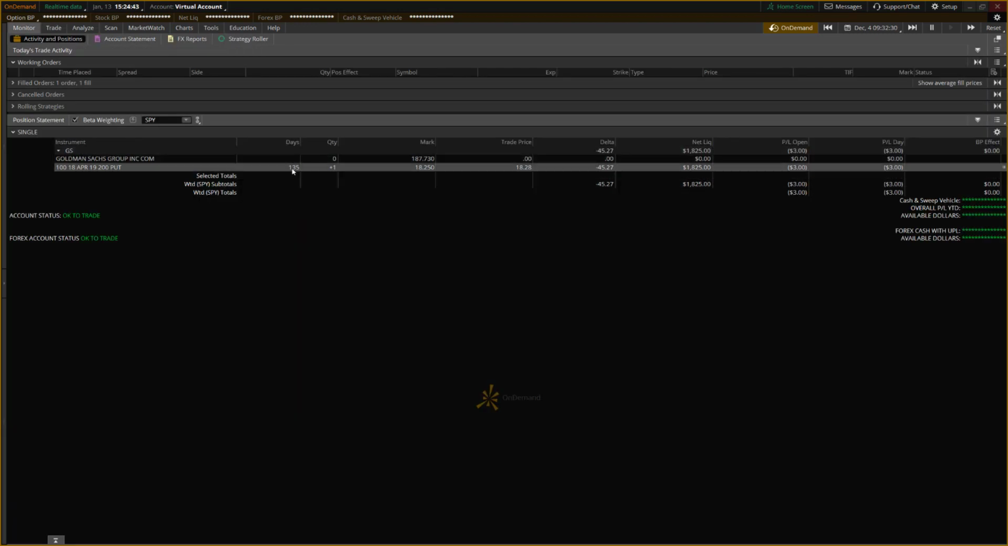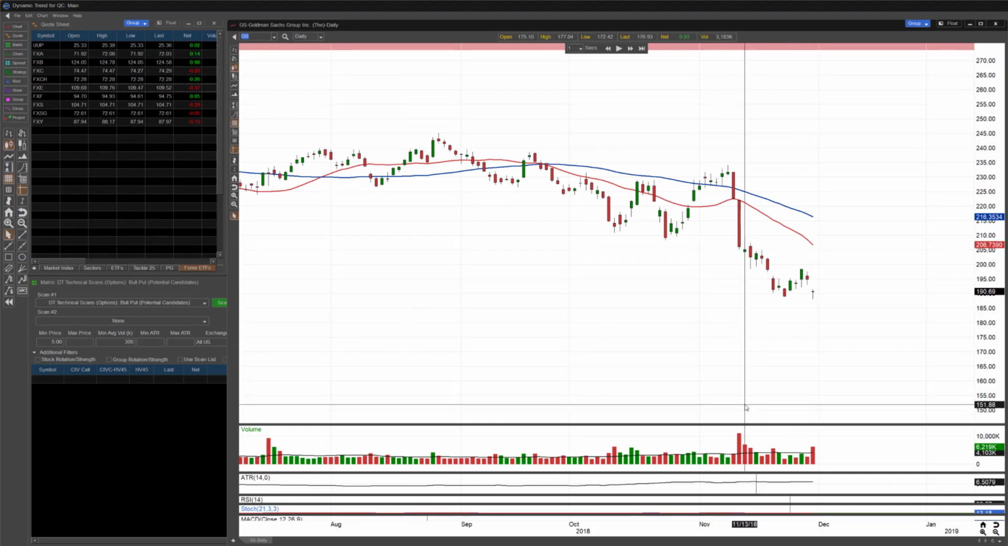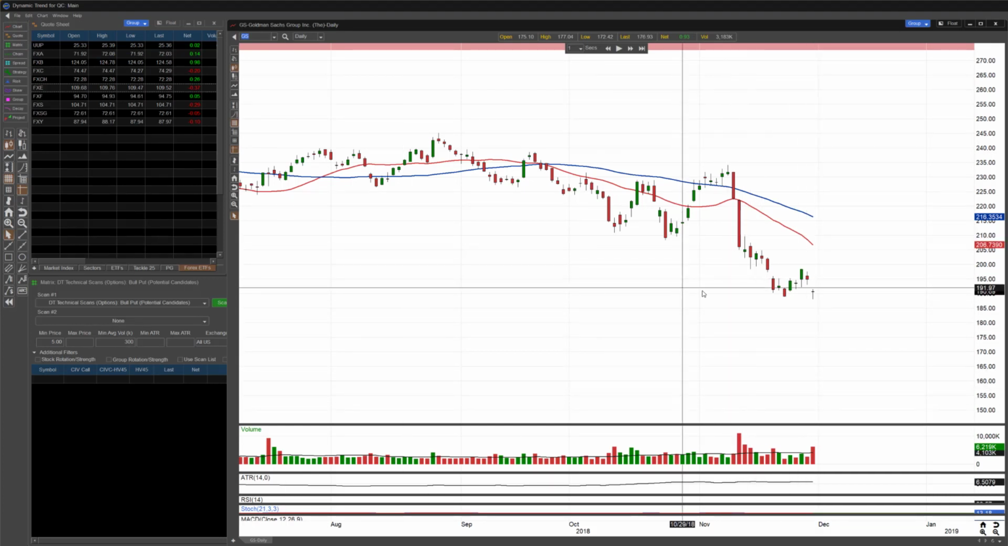Here's Goldman Sachs. We have 135 days in the contract. No, we are not going to hold this 135 days. We're going to make our decisions at those targets, whether it takes a week, 2 weeks, or 3 weeks for that to happen. We have one contract, and our trade price was $18.28. Here's our net liquidation, which is the current value of the contract, and we're down about $3 on the trade from the time we made the trade to right now. So now let's look at my second software, which is called Dynamic Trend.